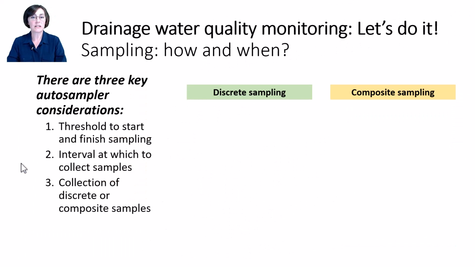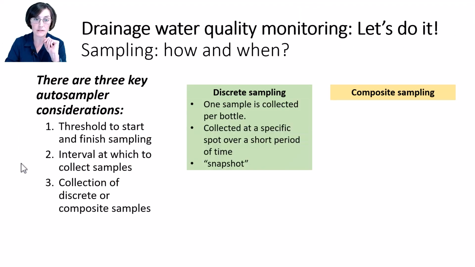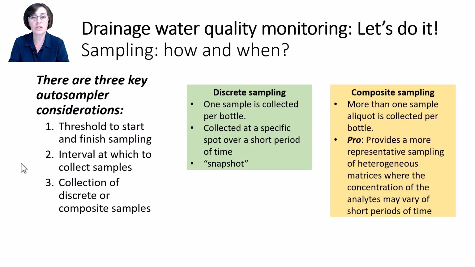The last important consideration is if you take discrete or composite samples. Discrete sampling is where one sample is collected per bottle, typically over a couple seconds or about a minute into one bottle. These are snapshots in time. But remember, most autosamplers only hold a max of 24 bottles, which is where composite sampling provides some benefits.